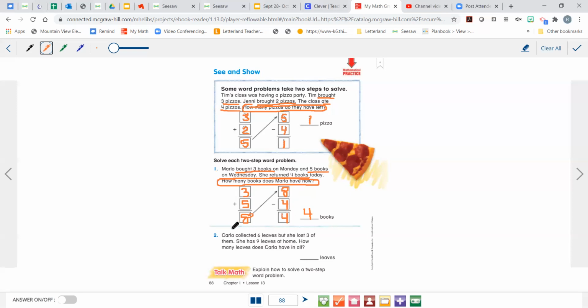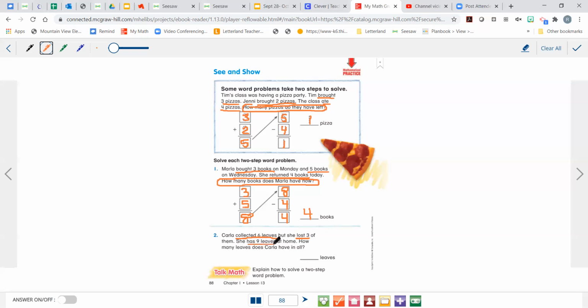All right, let's look at question number 2. Carla collected 6 leaves, but she lost 3 of them. Ooh. So collected 6 leaves. That means she's gaining them, getting them, adding them to her collection. But then she lost 3. That means taken away, doesn't it? Okay. She has 9 leaves at home.